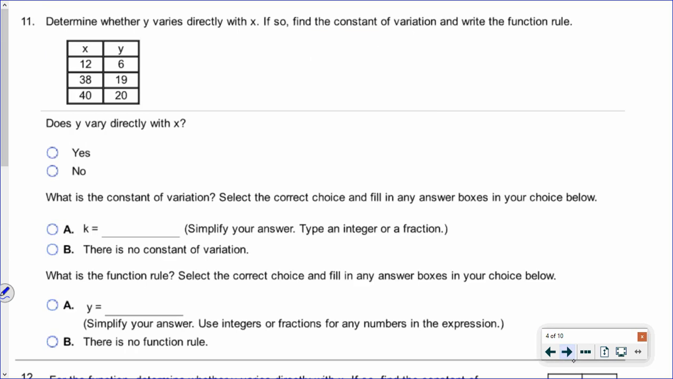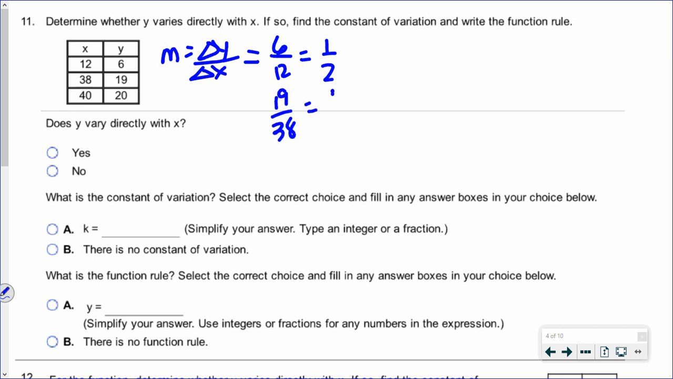Okay, next, number 11. Determine whether y varies directly with x. You know what this is? This is direct variation, and direct variation is going to be your slope, which is the change of your y value over the change of your x value. So 6 over 12 is going to be 1/2. 19 over 38 is going to be 1/2. 20 over 40 is going to be 1/2. Now, since all of them are 1/2, what can you conclude? Yes, it is direct variation.